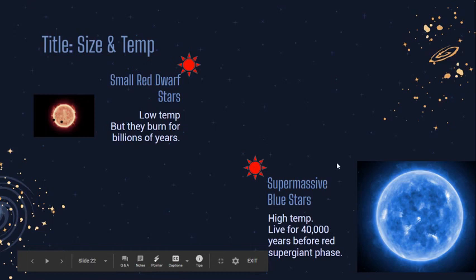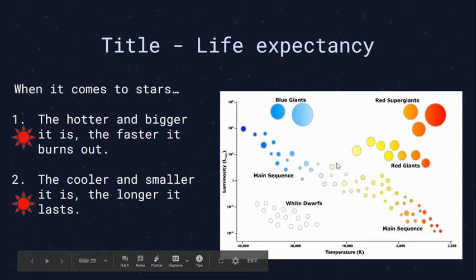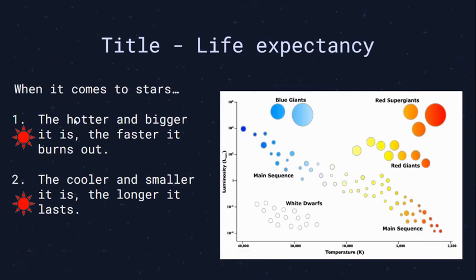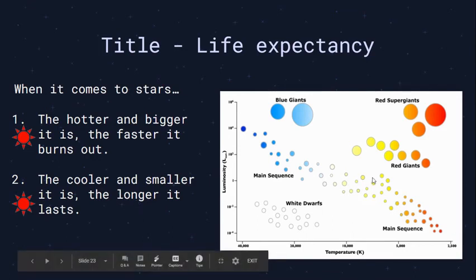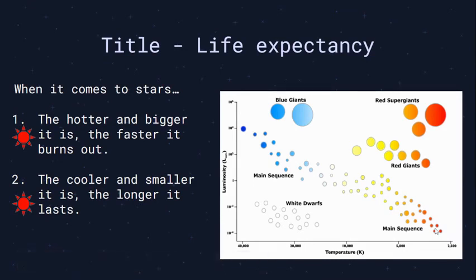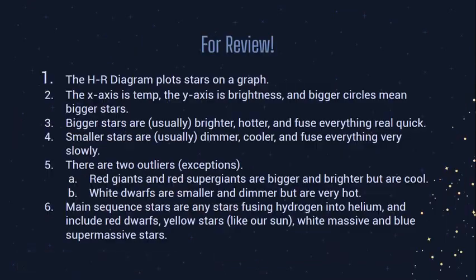And then they go into the red supergiant phase. So, life expectancy: the hotter and bigger it is, the faster it burns out. So these guys are really big and bright, but they burn out really quickly. And cooler and smaller stars last longer. So the smallest stars are the coolest, and they burn through their fuel the slowest. So they last for quite a while, sometimes billions of years, 13 billion possibly.